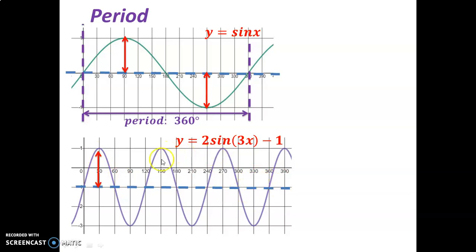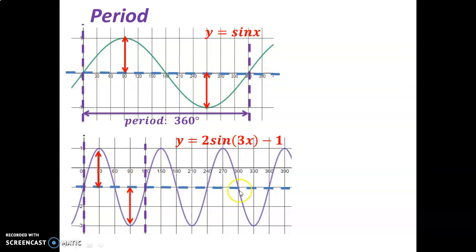Okay, and now what is the period? This is important. Check it out. I'm going to start the wave right here. Started there, ends right here. So started there, ended there. That's one full wave. That's our period. So how many degrees is that? 120 degrees.